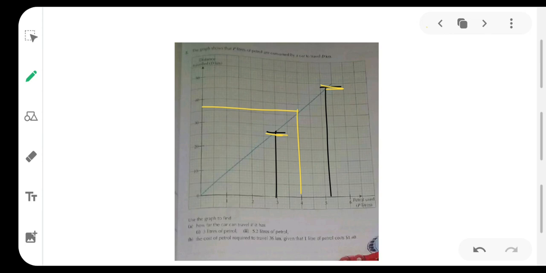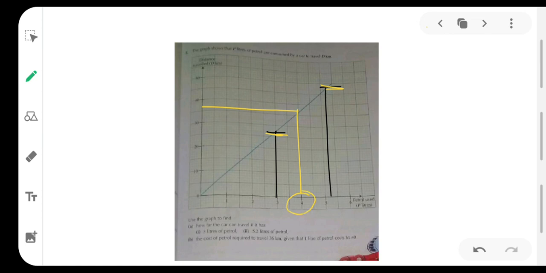Similarly, in the B part, we need the cost of the petrol required to travel 36 km. Firstly, we have to find the amount of petrol. We will mark the point 36 on the y-axis and draw a line to the graph and see what point we have on the x-axis, which is 4 liters.